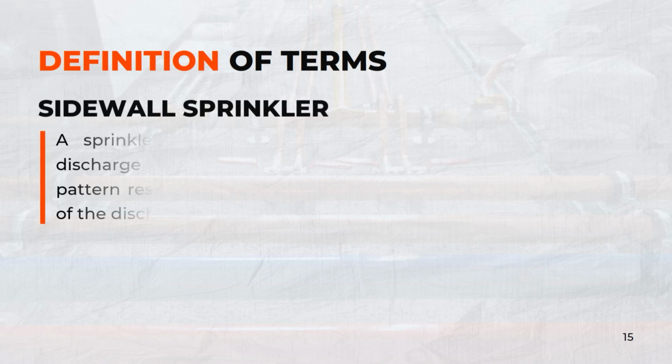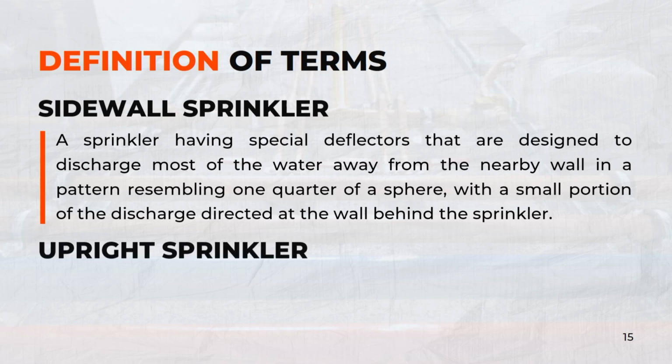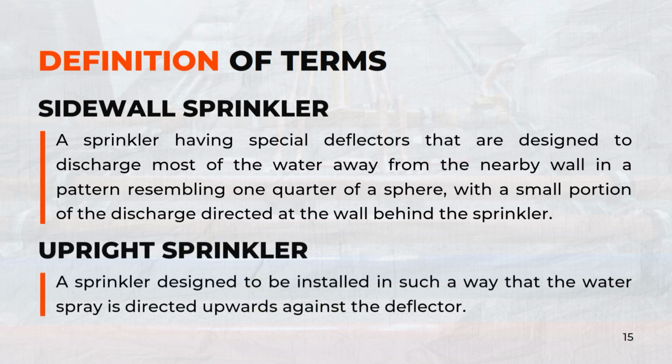Sidewall sprinkler. A sprinkler having special deflectors that are designed to discharge most of the water away from the nearby wall in a pattern resembling 1/4 of a sphere, with a small portion of the discharge directed at the wall behind the sprinkler. Upright sprinkler. A sprinkler designed to be installed in such a way that the water spray is directed upwards against the deflector.